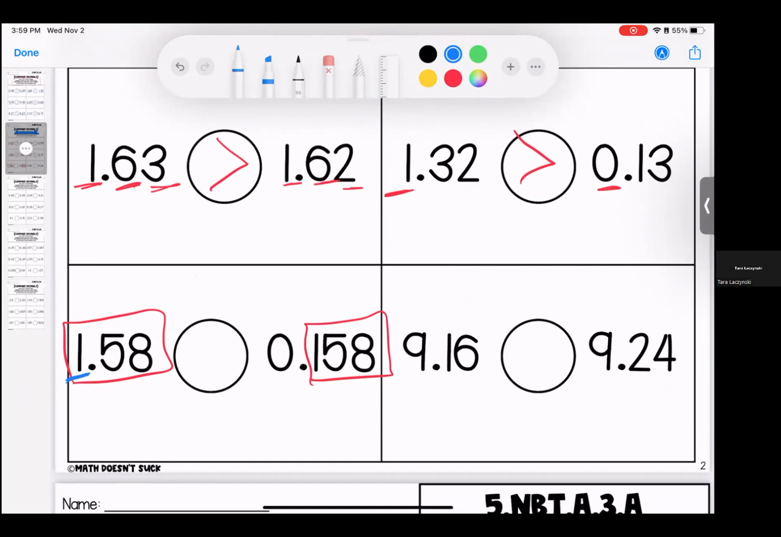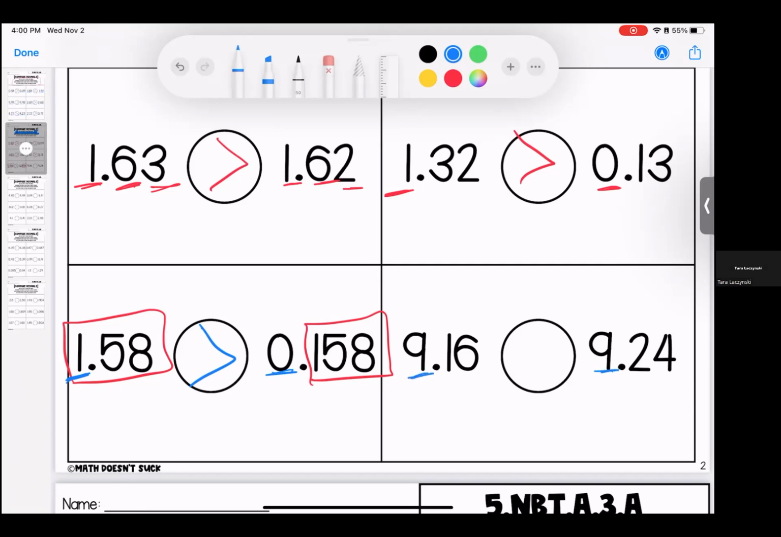So we have 1 and 0. This one is greater, even though they have the same digits. Think of it like money. If I have $1.58, that's going to be greater than any handful of change. Now, if we think of this as money, we would round up and say 16 cents, comparing $1.58 to 16 cents. But still, as soon as we know that we have a dollar, we know that that value is greater.